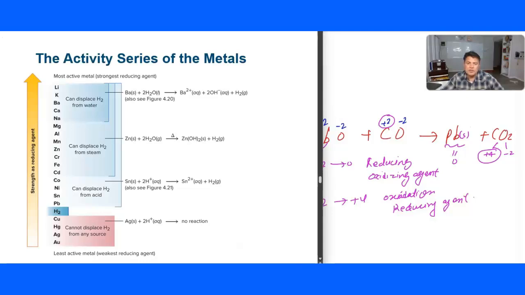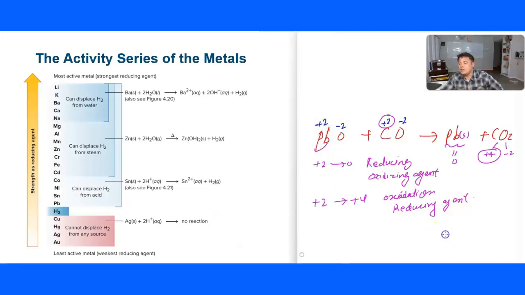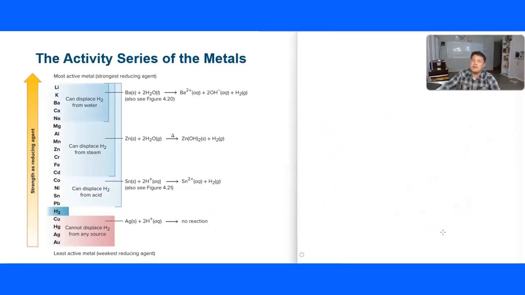Okay, so now let's see some activity series of the metals. Okay guys, a metal has activity, as you have seen in the previous reactions. One thing is reducing another thing. Itself gets oxidized and it makes the reduction of the others.